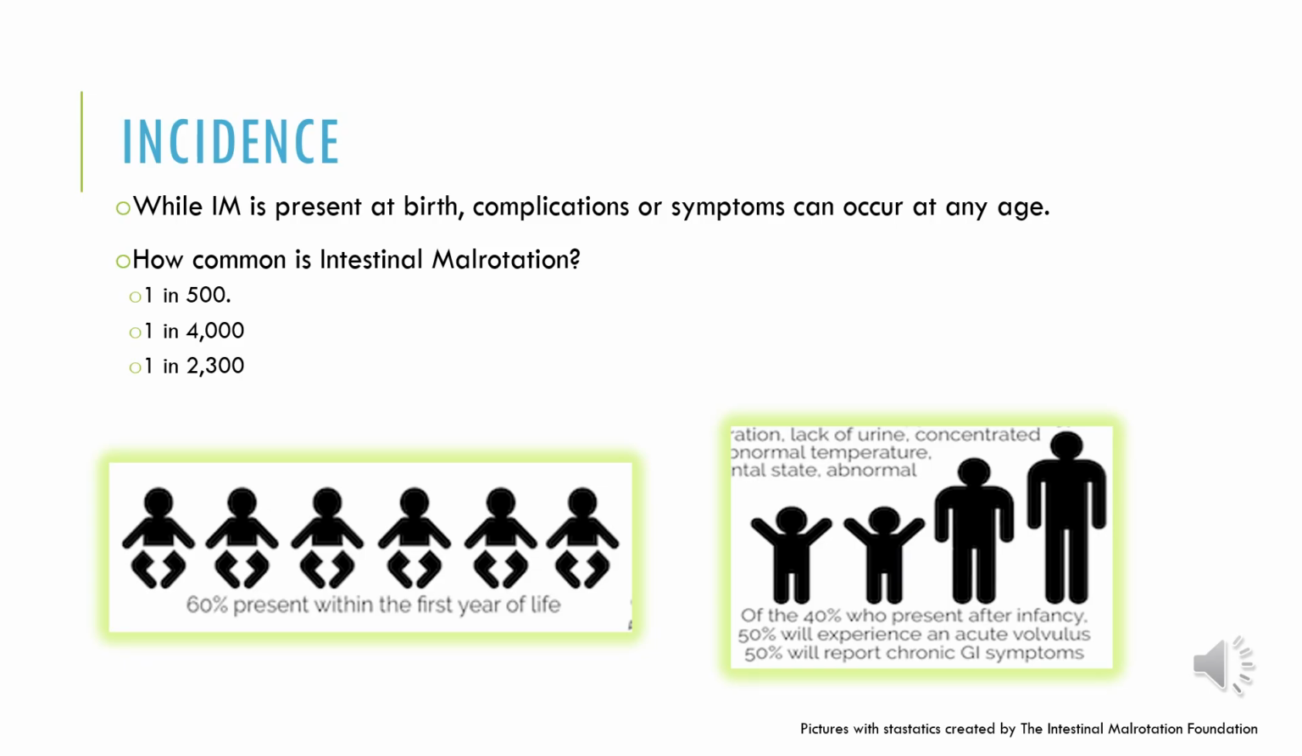How common is intestinal malrotation? The exact incidence of intestinal malrotation is unknown. Birth defect surveillance data indicates that symptomatic intestinal malrotation affects between 2 and 3 out of every 10,000 babies in the United States, or about 1 in 4,000 babies each year. However, there is a 40% chance of those affected by intestinal malrotation that they are diagnosed after age 1, meaning the rate of symptomatic intestinal malrotation is more like 1 in 2,300.